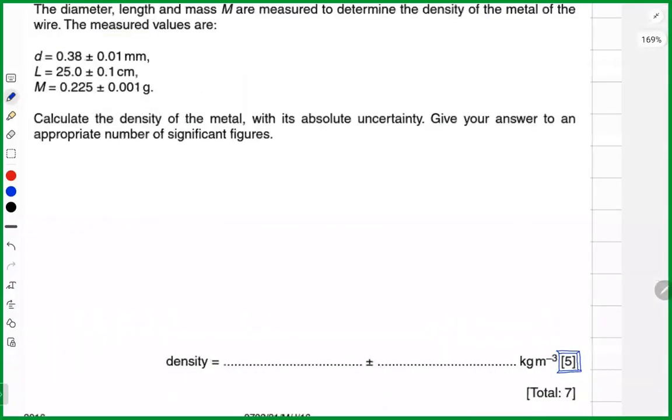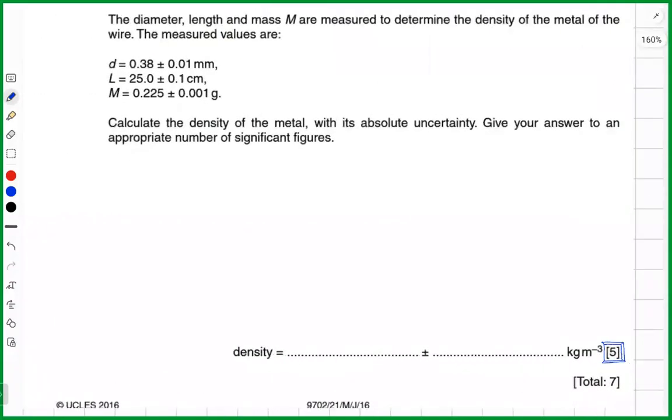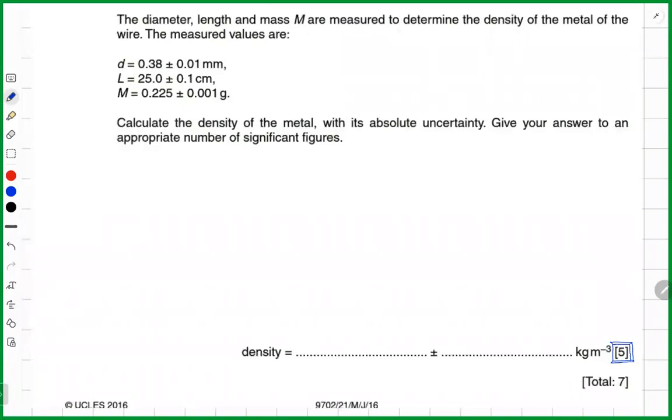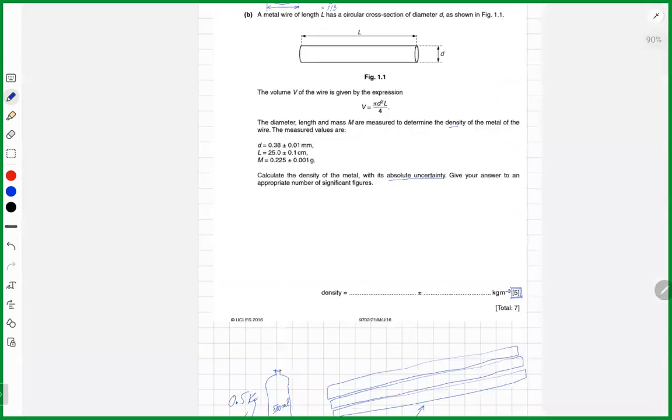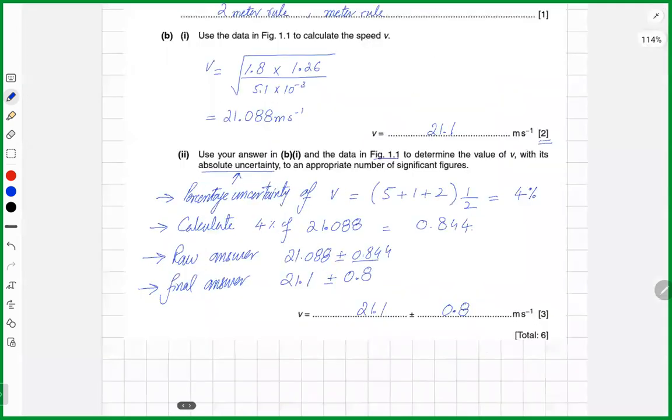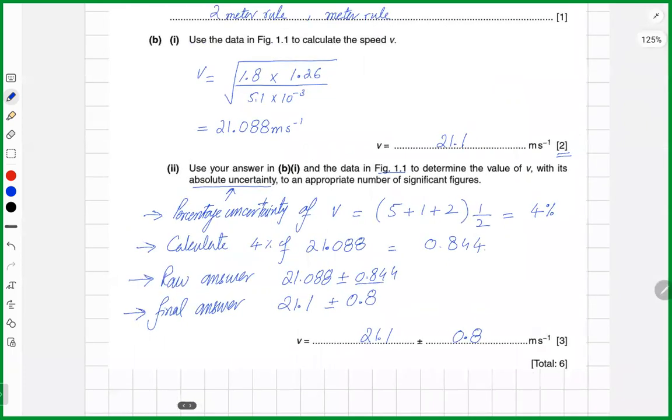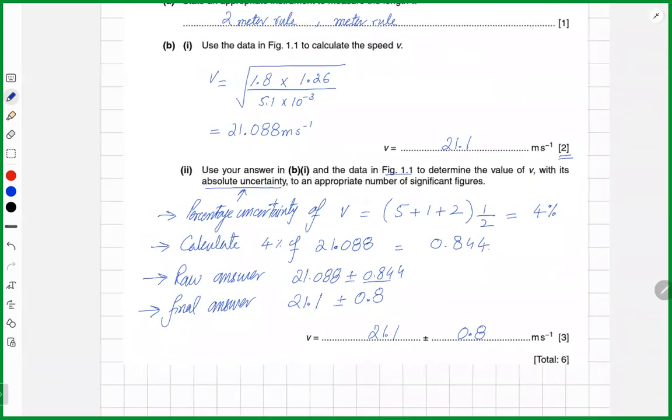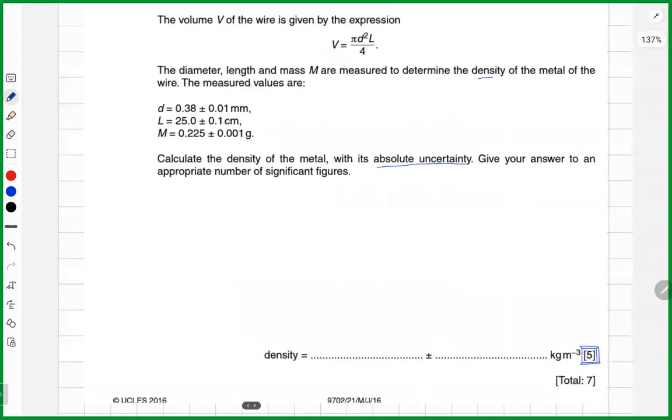The question: the diameter, length, and mass are measured to determine the density of a metal. The values are: diameter is this, length is this, mass is this. Calculate the density of the metal with absolute uncertainty. Give your answer to an appropriate number of significant figures. So everything that we did for these two parts over here, 2 marks and 3 marks, he is giving us an opportunity to do all that in just one part.